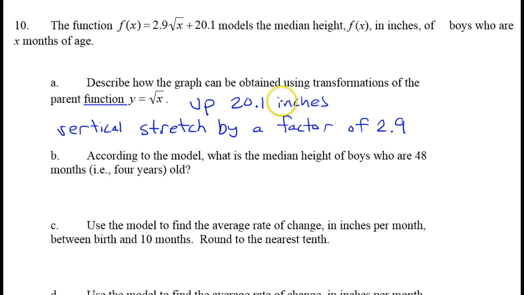All right, but this equation is in months, so we're going to use 48. So what is the median height? Basically they're just saying if we know that x is 48, then what do you get? So according to this, we are going to have 2.9 times the square root of 48 plus 20.1.